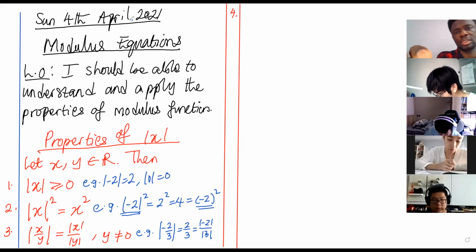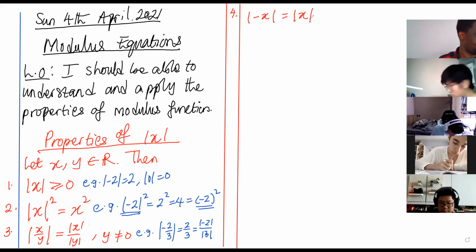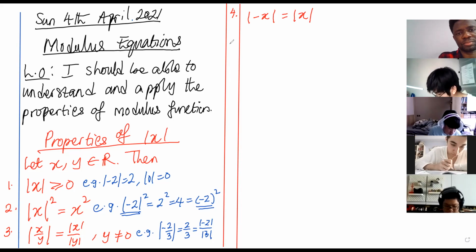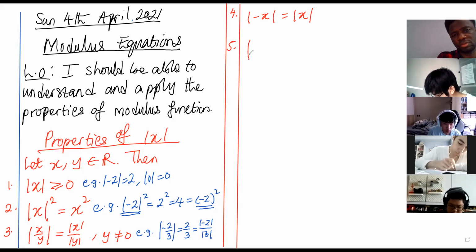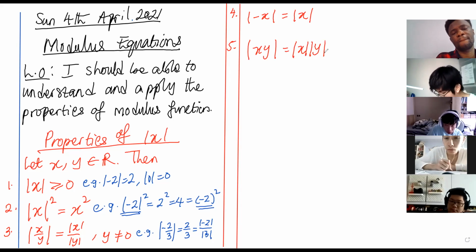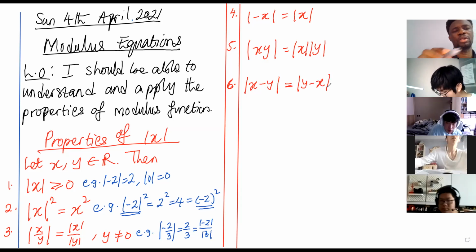Okay. And then the absolute value of -x is the same thing as the absolute value of x. I think this is also trivial. The absolute value of the product is just the product of the absolute values. Finally, the absolute value of a difference is the same when you change the order of the operands.